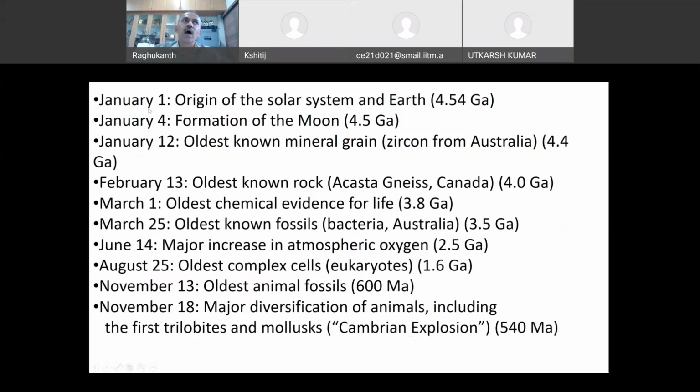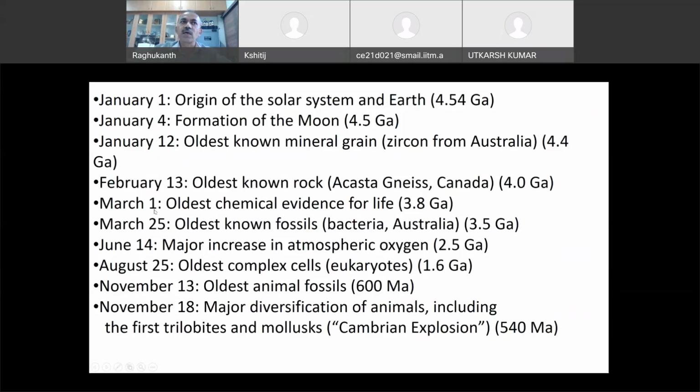Like if we say on January 1st, the solar system and Earth were born, actually 4.5 billion years ago. Then January 4th, the Moon has formed. Then January 2nd, say the oldest known mineral grain, zircon, that I showed you, right? That zircon grain, which was found on Earth, is 4.4 billion years old. Then February 13th, say, the oldest known rock, the gneiss, has been found.